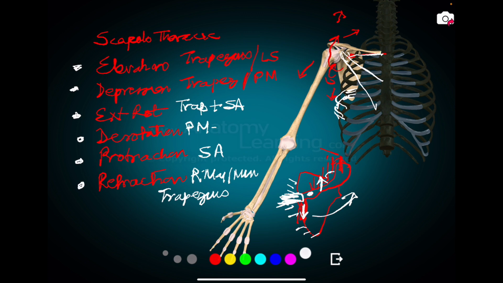The most common muscle you are supposed to recognize is serratus anterior, where there is winging of the scapula. You ask the person to push forward, and the lower angle of the scapula becomes prominent, and that is called winging of scapula. So we covered the scapulothoracic movements.